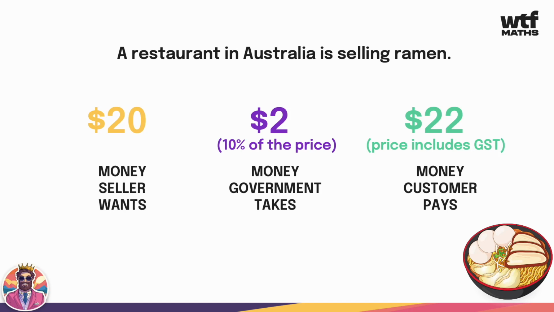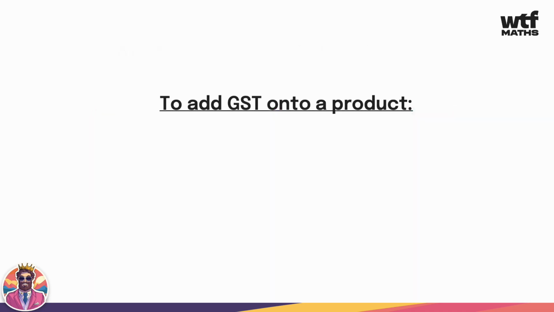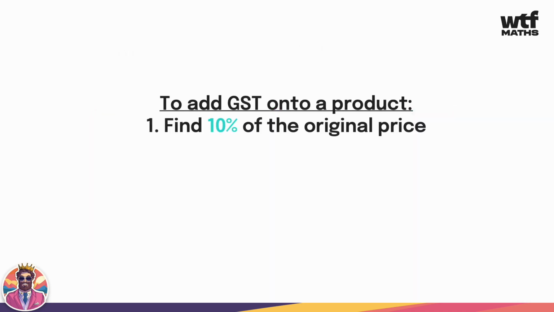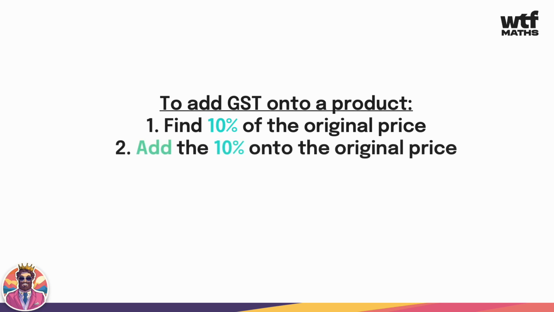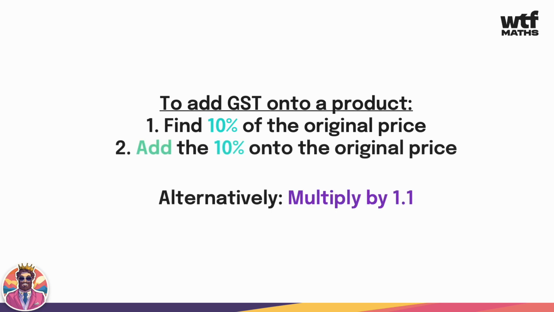So essentially, if you ever want to sell something in Australia, you want to increase your prices by 10%, so that extra 10% can go to the government for GST. So to add GST onto a product, you're going to find 10% of the original price and add that 10% onto the original price. Alternatively, you can just multiply by 1.1.